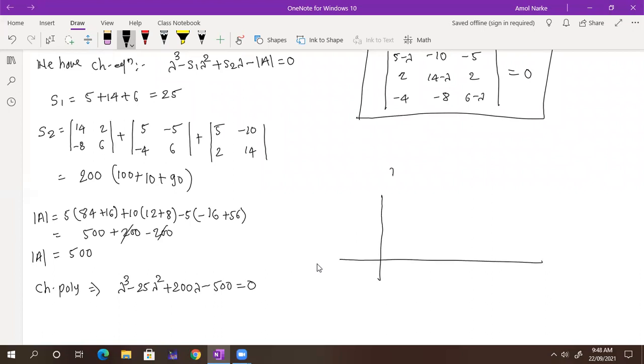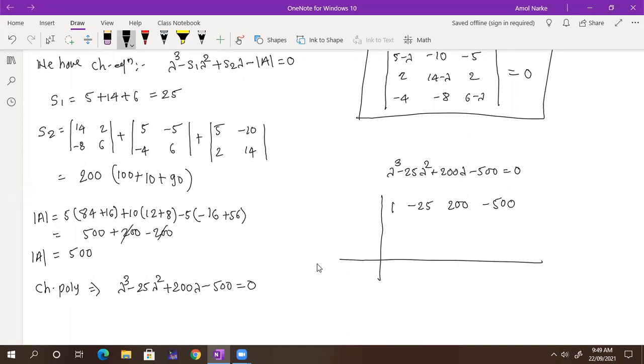First, write down the equation. It is called synthetic division. You can calculate by using any other way too. So the first coefficient is nothing but 1. Lambda square coefficient is minus 25. Then the next one is 200, and here minus 500. It goes in terms of 5. All the numbers are divisible by 5.